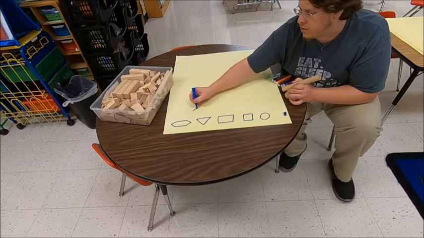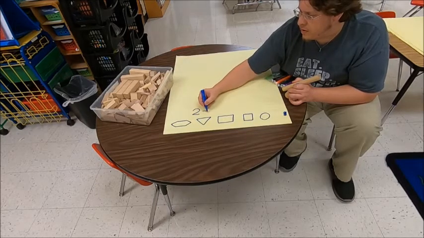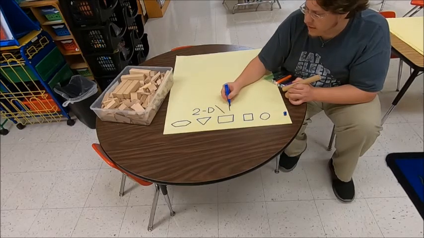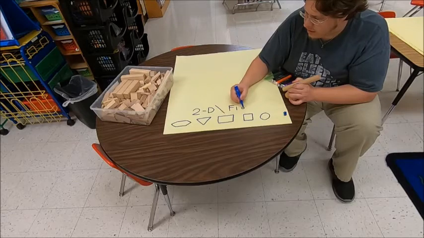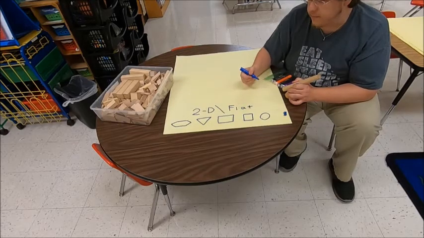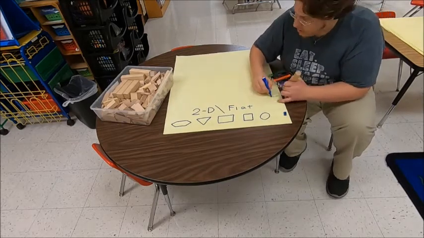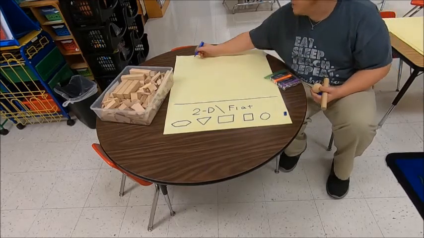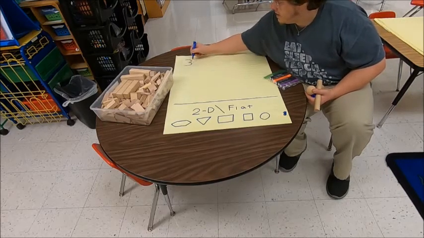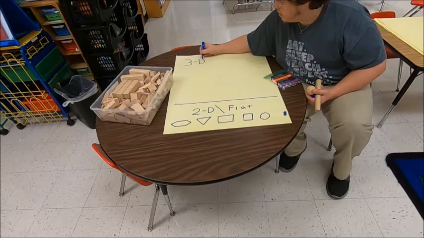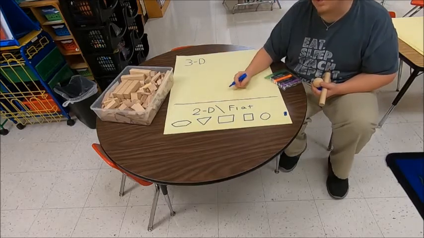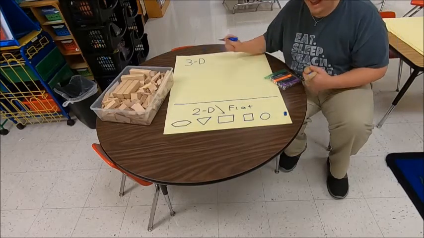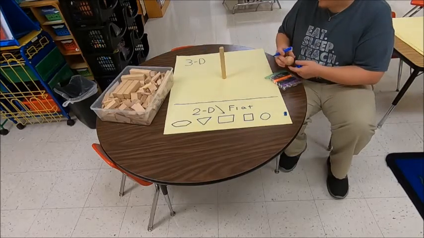These are 2D or flat shapes. Okay? Now, that was on Monday. So, today's shapes are going to be 3D. Before we talked about 2D, and 2D meant that it had length and width. Well, now they have length, width, and height.